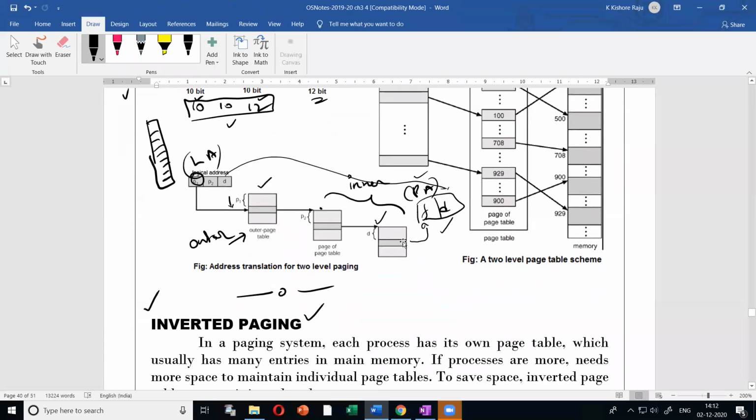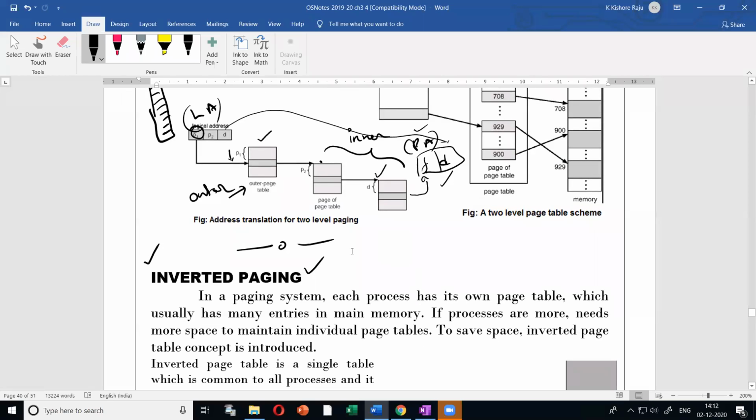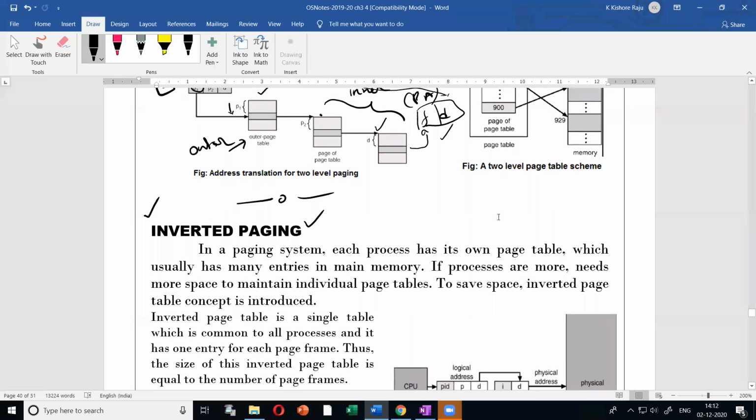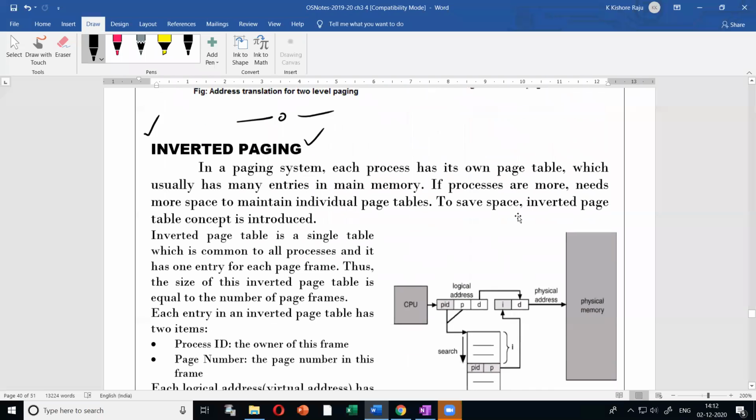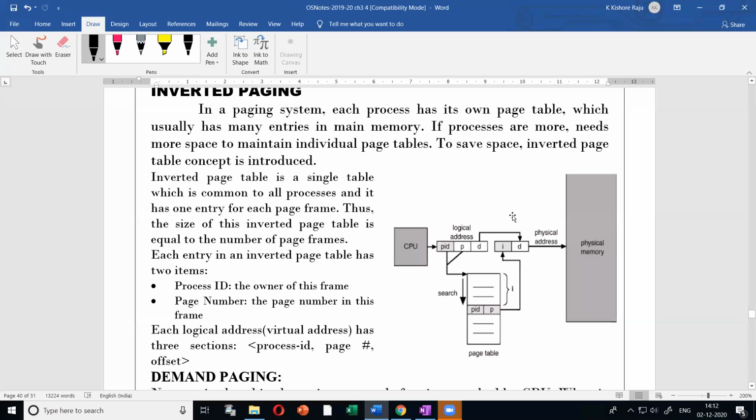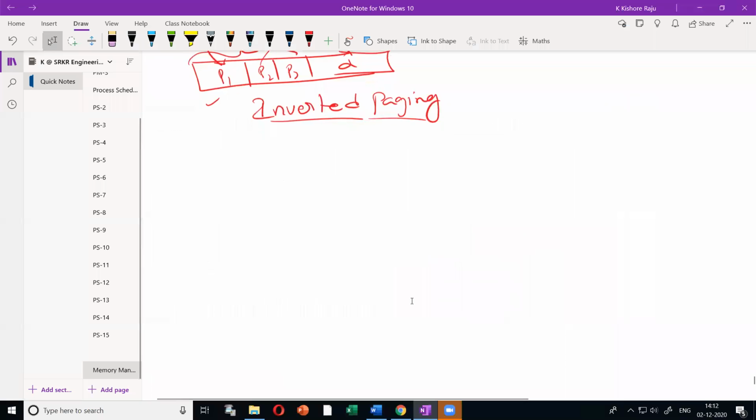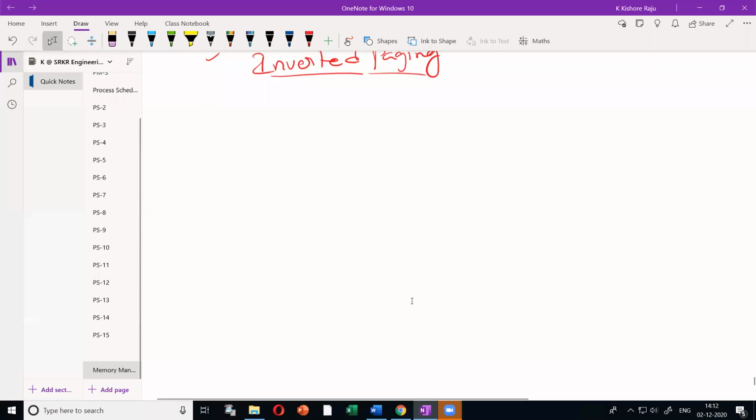So multi-level paging means dividing the address into multiple levels to generate the physical address as fast as possible. The levels will depend on the number of pages or the size of the page table. So now, another very important concept is inverted paging. The name itself indicates it is the exact opposite of paging.